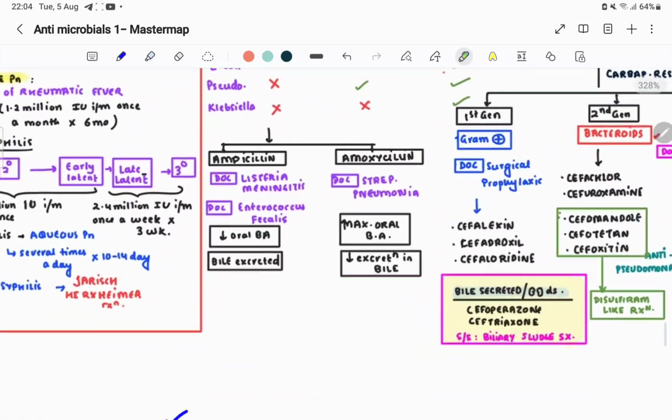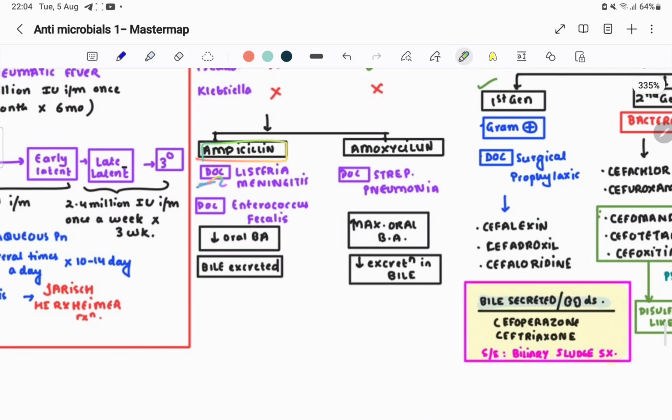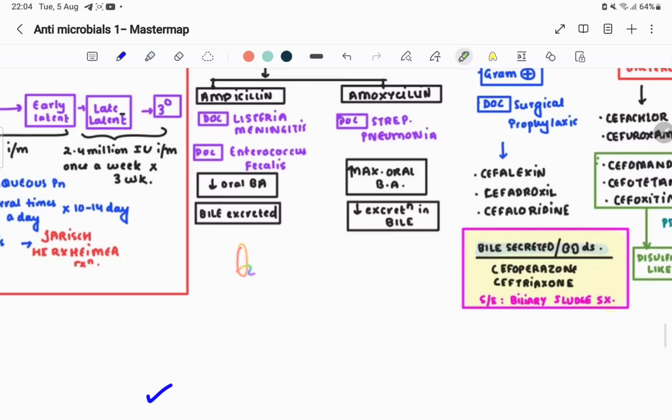Ampicillin is the drug of choice in Listeria meningitis, and also the drug of choice for Enterococcus faecalis. This is less important; Listeria meningitis you must know. Listeria is the tumbling bacteria. Listeriosis was the disease, and it also causes meningitis. So for Listeria monocytogenes meningitis, ampicillin is used. It is excreted in bile.